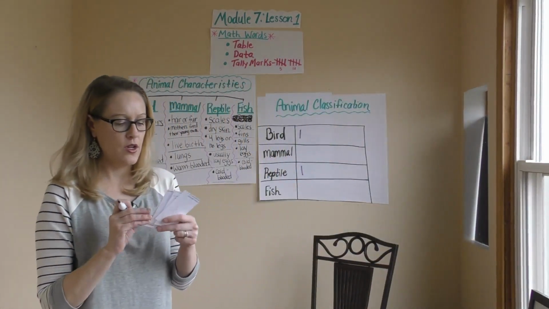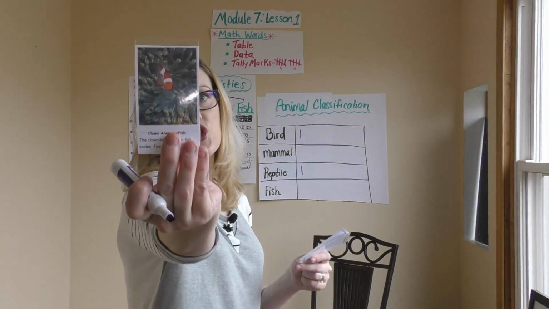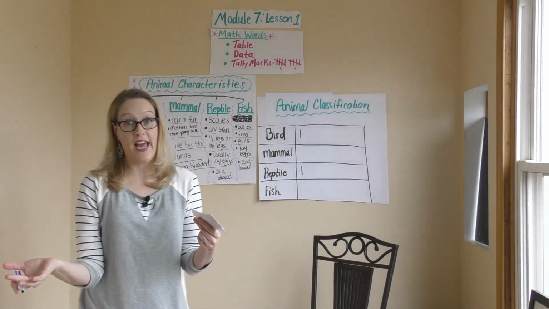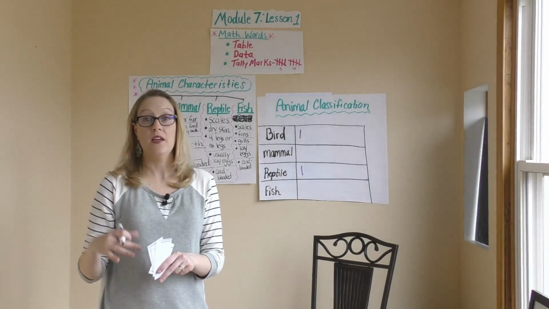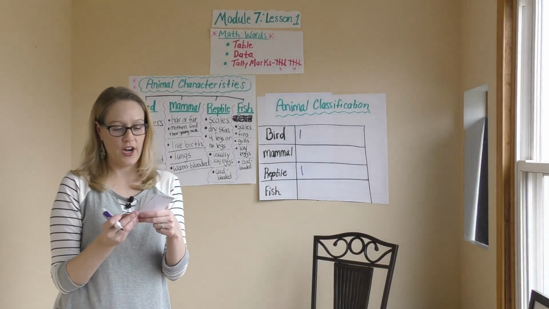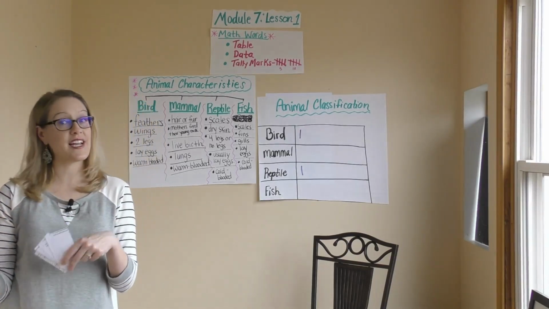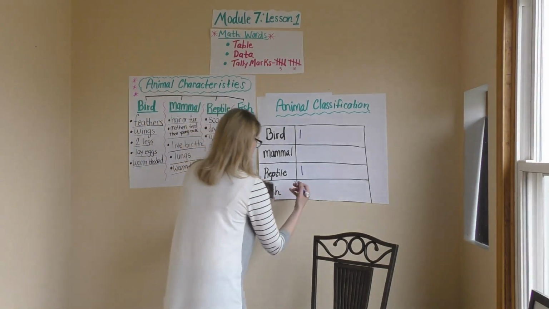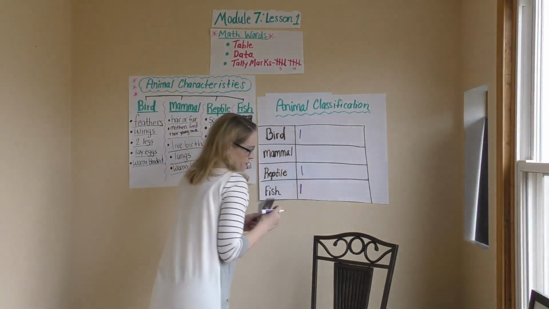Here, we have a fish. Okay? We basically already know what category that's going to be in because we can see very easily that it's a fish. And on the card, it says that it has scales, it has fins, and it has gills. So very easily, we know that was an easy one, fish.